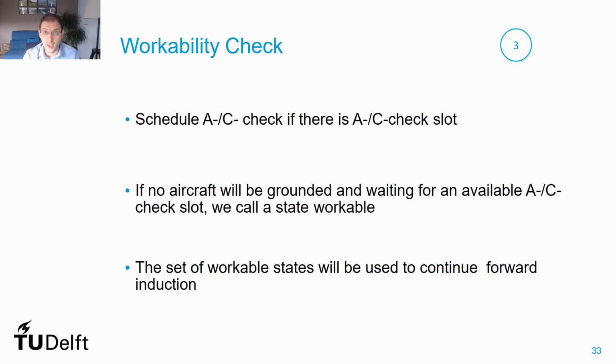If this doesn't happen, it means that the state that we are analyzing is workable in the future. It will be feasible without having the problem of grounding an aircraft in the future. If this doesn't work, it means that no other policy will work. So it means that this state that we are considering will become unfeasible in future stages. So we want to disregard this one.